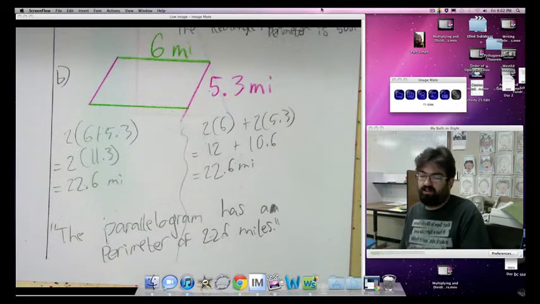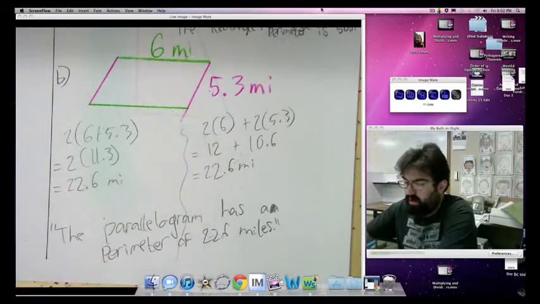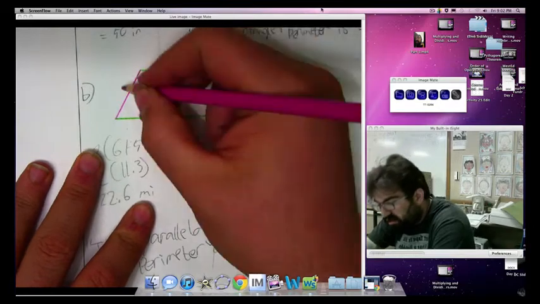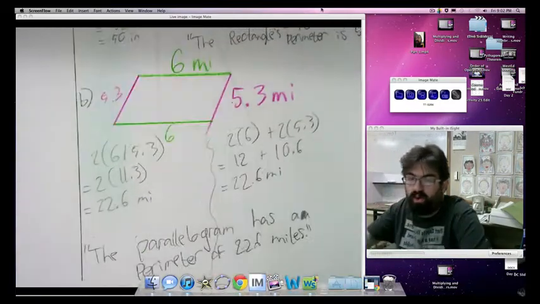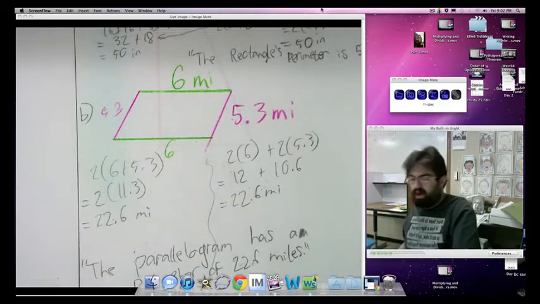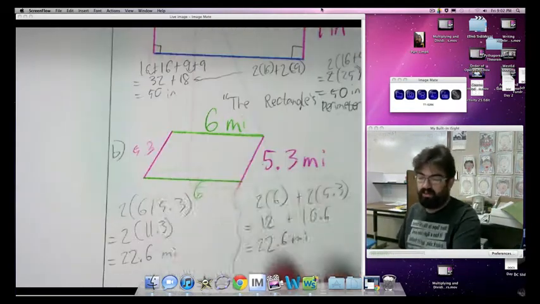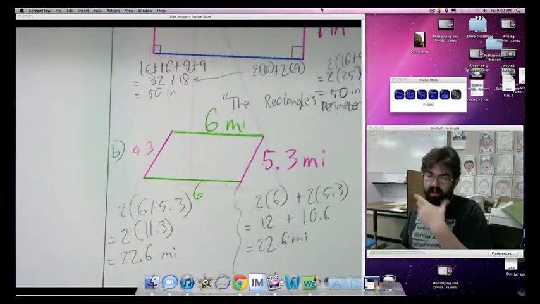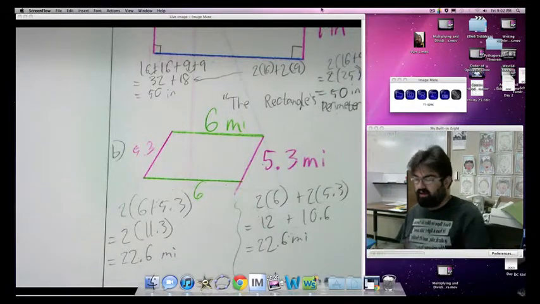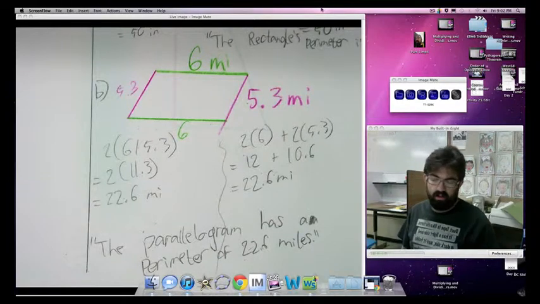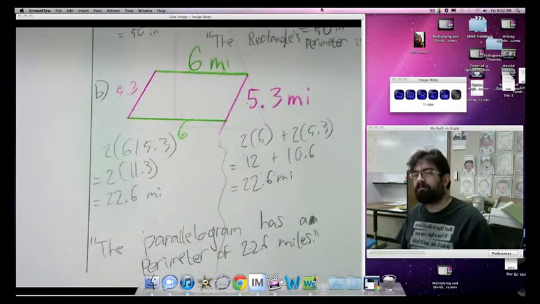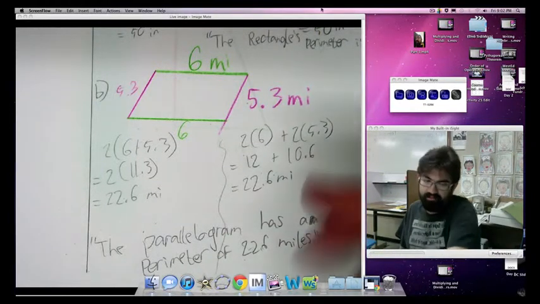These little laws are great and everything. If you just literally want to write out, this is 5.3 and this is 6, or you don't want to use the law and just add it like normal like we did up here the first time for this parallelogram, that's fine. I don't care. This is one more thing to have to memorize. If you've got time, awesome. If you're more interested in playing World of Warcraft, I totally understand. It's up to you.